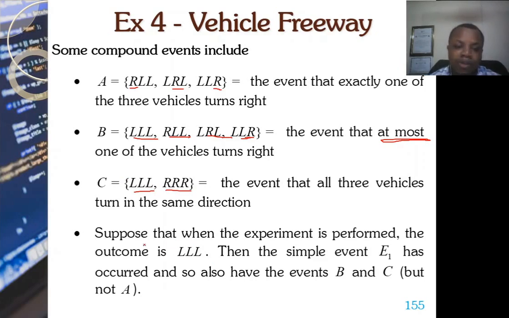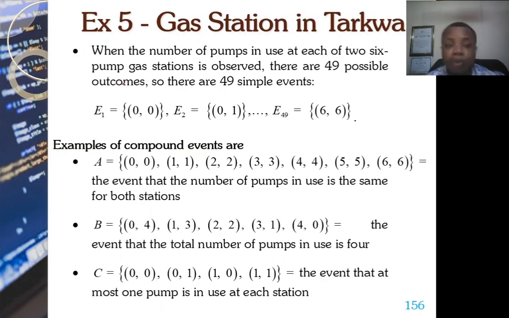Okay, now suppose that when the experiment is performed and the outcome is left left left, then the simple event E1 has occurred, and so have the events B and C, but not A. Remember that we have left left left in here, and in here. So if that happens, it means that events B and C have occurred, but because we don't have left left left in here, event A has not occurred.